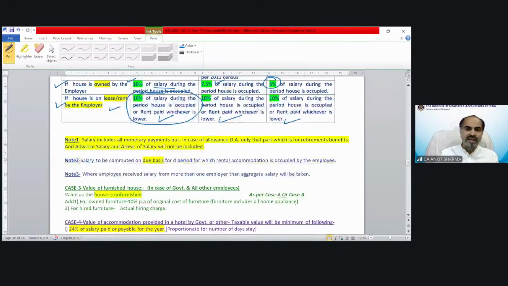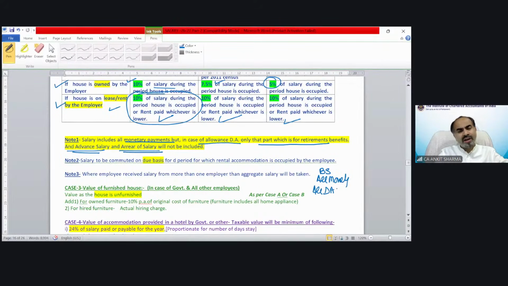Now, the definition of salary is very important, and it says salary includes all monetary payments. But in case of dearness allowance, only that part which is for retirement benefits needs to be taken. And you cannot take advance salary and arrear of salary also. So what we can consider in the salary definition is basic salary, all monetary payments, allowance, DA, all other allowances would be included, but DA only terms of employment. That would be my monetary salary, and we cannot consider advance salary or arrear of salary also.